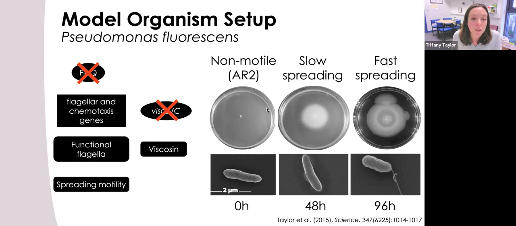So what happens when you put this mutant onto the middle of an agar plate? Firstly, it does nothing, it doesn't move, but very rapidly, within about 48 hours, you see a slow spreading motility phenotype evolve, and then after about 96 hours, you see a fast spreading phenotype evolve, and you can see these by these sort of faster moving blebs emerging from this slow spreading zone here.